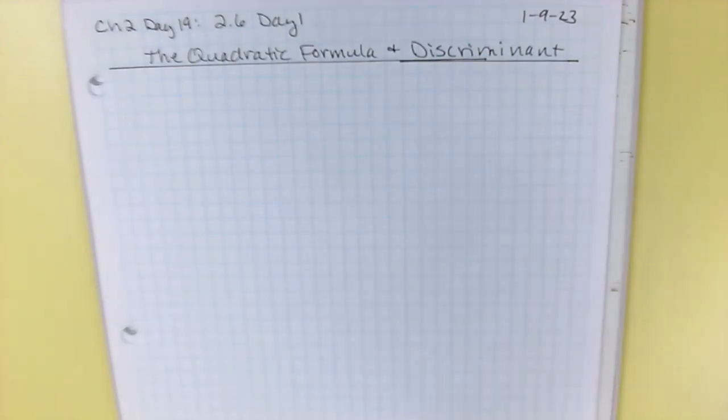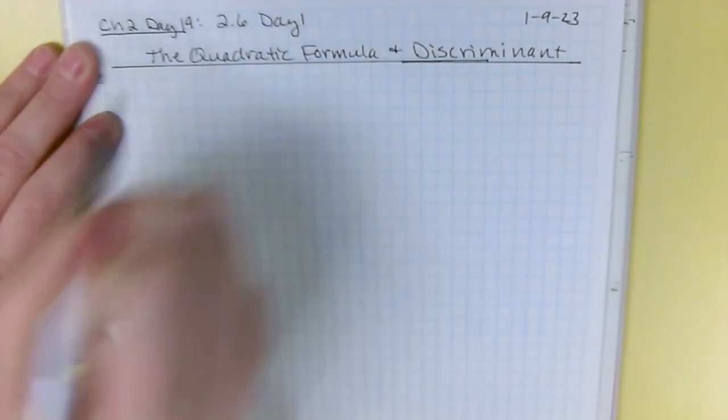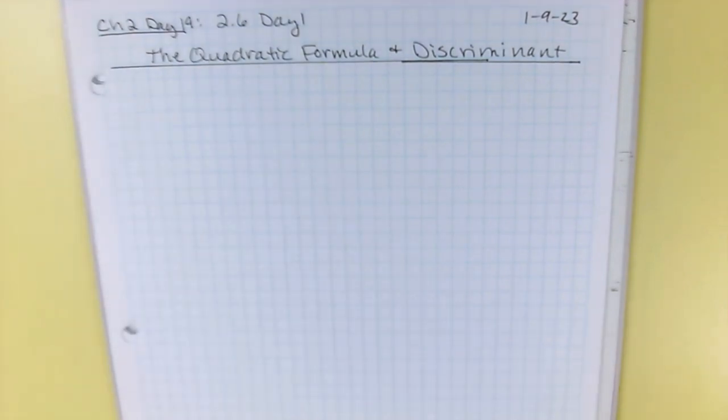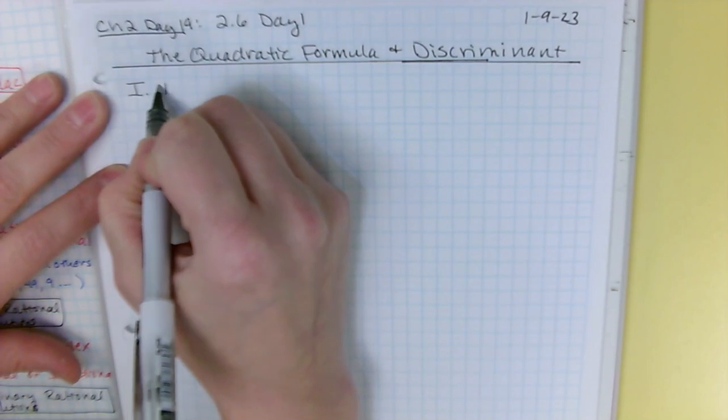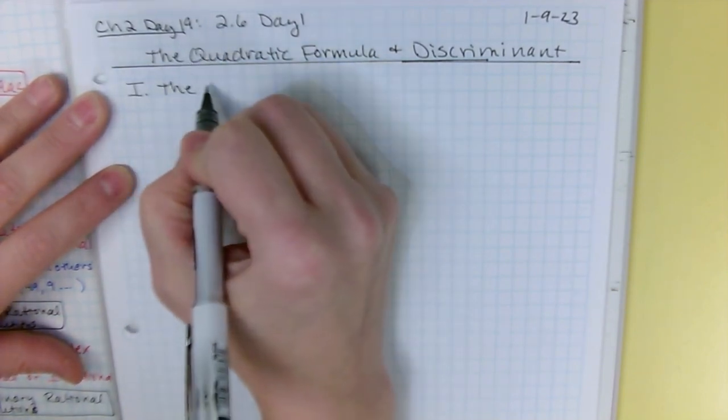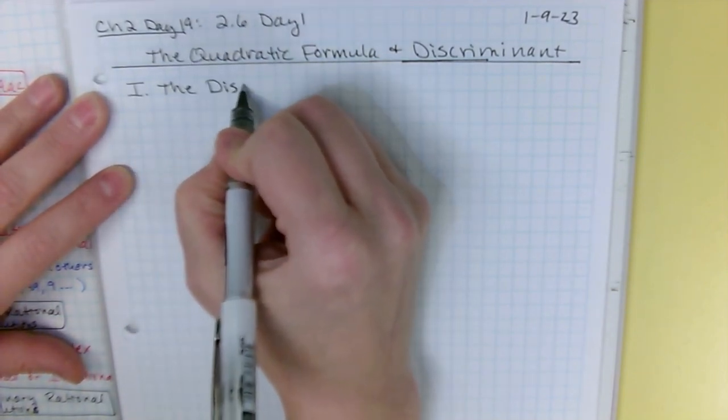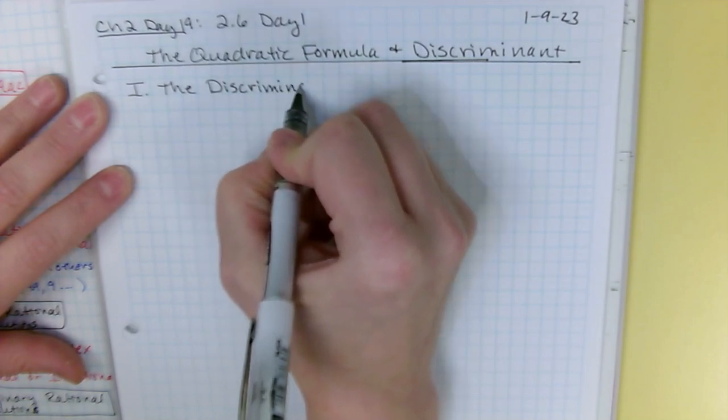This is chapter 2, day 19, section 2.6, the first day, day 1, quadratic formula and the discriminant. And the discriminant is the first thing we're going to start with. And it has a lot of I's in it and no E's. Discriminant, A-N-T.